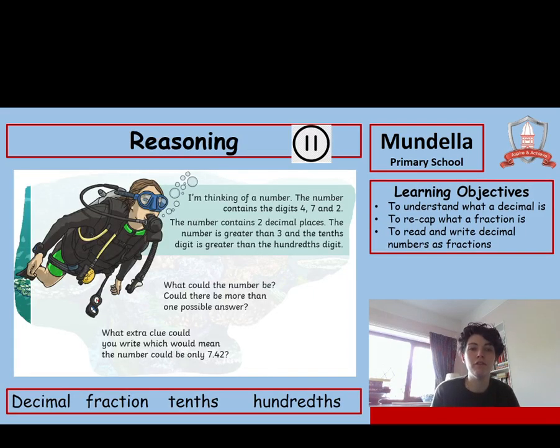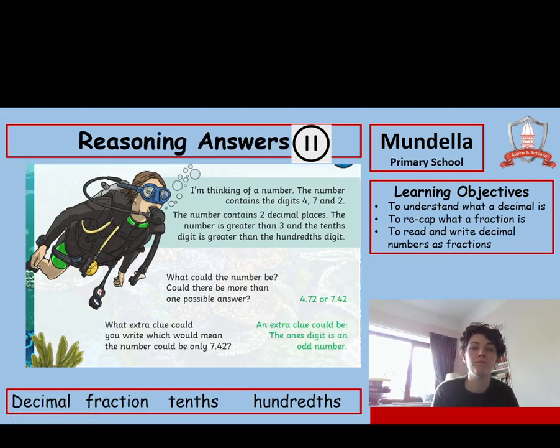And then now for our last reasoning task, this is one to finish us off with. I'm thinking of a number. The number contains the digits 4, 7 and 2. The number contains 2 decimal places. The number is greater than 3 and the tenths digit is greater than the hundredths digit. What could the number be? Could there be more than one possible answer? And what extra clue could you write which would mean the number could be only 7.42? So have a think about that. Pause the video to have a go at answering the question.